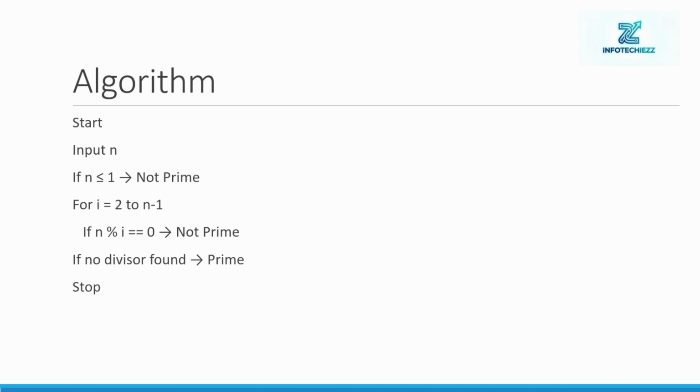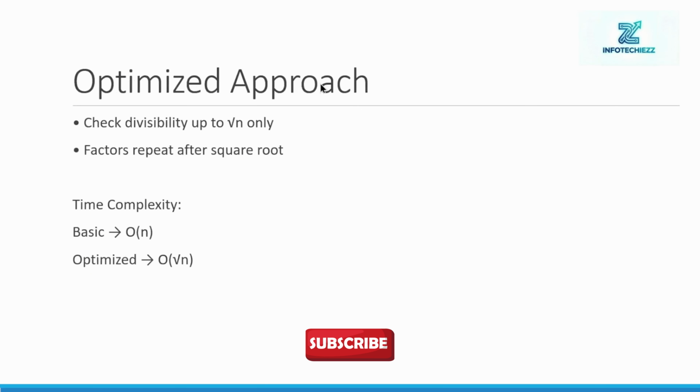And we have to check the condition from 2 to n minus 1. We have to loop it and divide. If our remainder is 0, we declare that it is not a prime. If no divisor is found, then it is a prime number. Then stop.